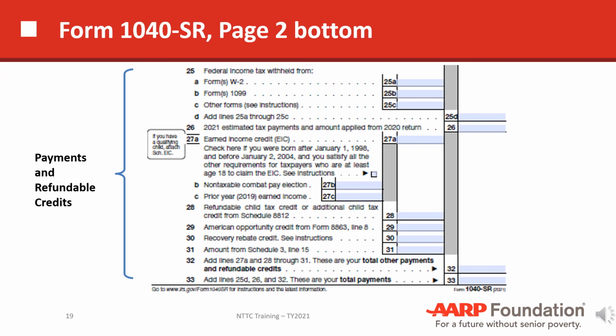This is the 1040 Senior Edition, 1040 SR, the bottom of page 2. Here we can see payments and refundable credits. So it starts off with federal income tax withheld from various W-2s, 1099s, etc. And then we move into the earned income credit, which in a sense is a payment toward your tax liability. And then we see refundable child tax credit, American Opportunity Credit, etc. And it ends with total payments. So that's the bottom of page 2 for the 1040 SR.